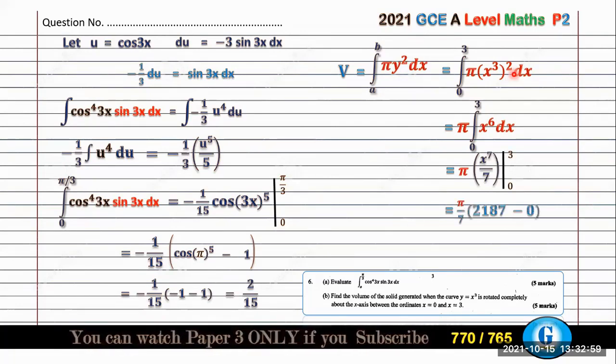And this will give us pi on 7 into 3 to the power 7, which is 2187, minus 0 to the power 7, which is 0. So this gives us 2187 pi on 7. So that's the volume of the solid, in cubic units: the volume of the solid of revolution about the x-axis from x equals 0 to x equals 3 of the curve y equals x cubed.